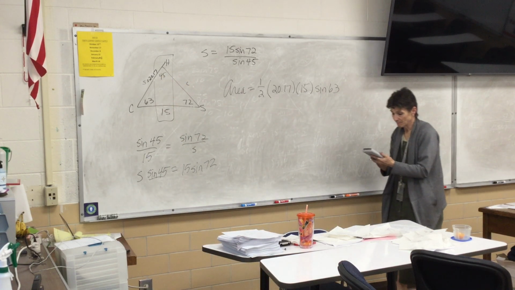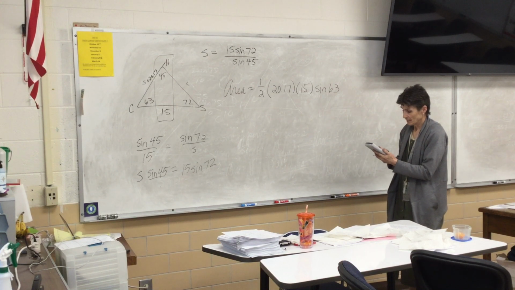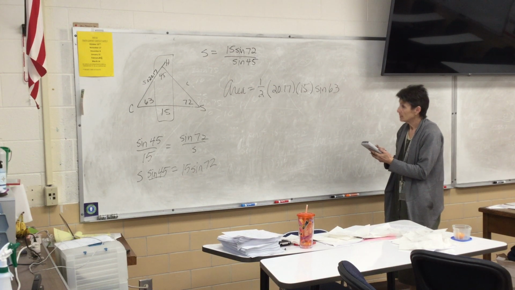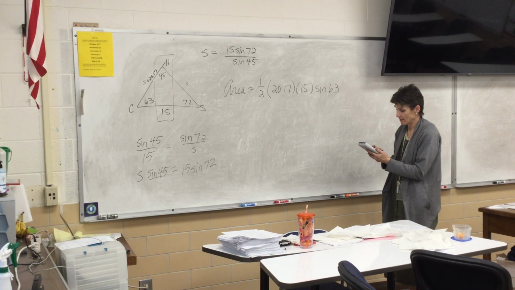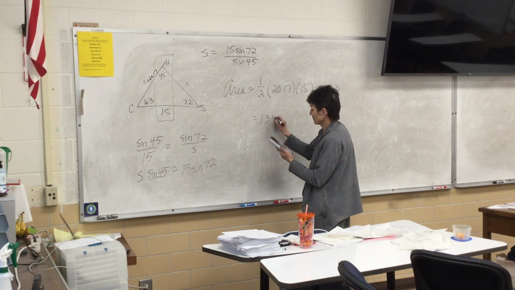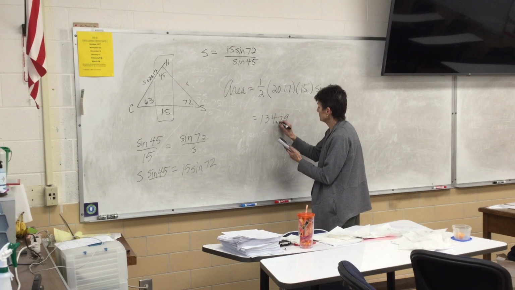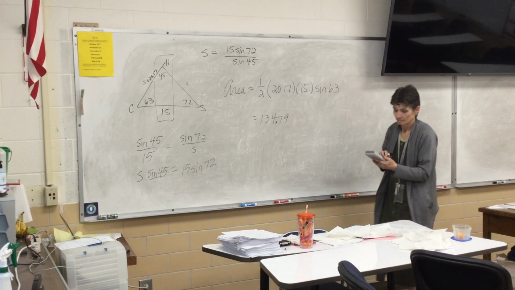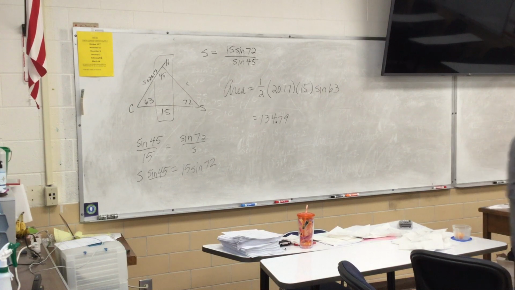So my area is 0.5 times 20.17 times 15 times sine 63. I got 134.79. Okay?